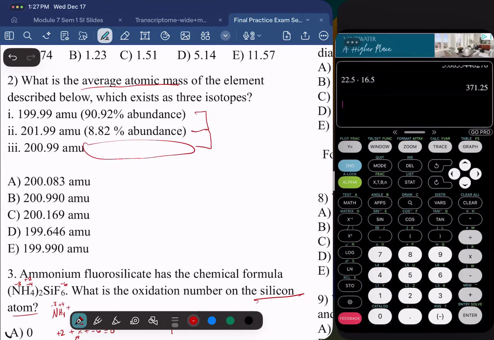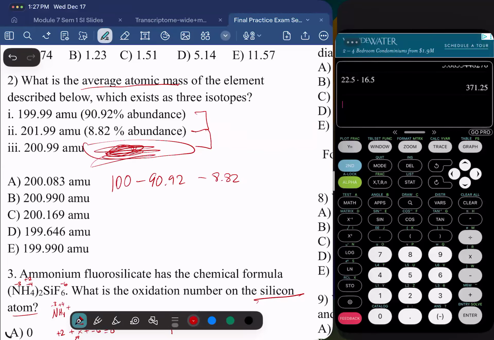So automatically, what I would do is, because there's 90.92 and 8.82, I should probably subtract both of those from 100. The reason being is that percent abundance is out of 100. So if we know the percent abundance of two of these, we can figure out this one. So that's what we'll do. Let me erase that. Okay. I'm going to put in my calculator 100 minus 90.92 minus 8.82, and you get around 0.26%.